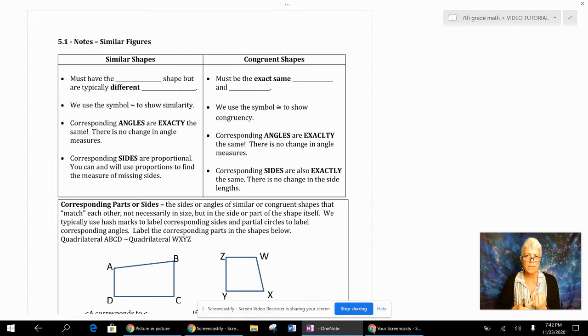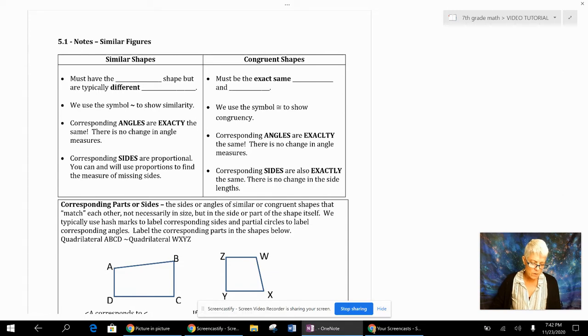We're going to learn what is a similar figure, what is a congruent figure, and what are corresponding sides and angles, and what happens whether they're proportional or whether they're congruent. So stick with me again. It's going to be a lot of vocabulary, but hopefully this will be the easy part for you, especially if math is difficult for you, because we're mostly just going to be talking about vocabulary. All right, so let's get started.